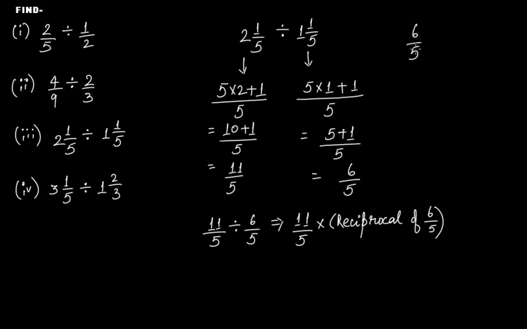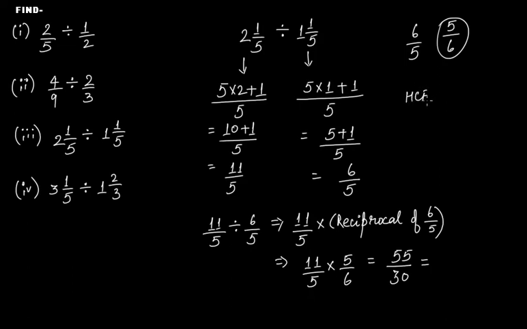So we have 6/5. If you have to write the reciprocal of 6/5, what's the denominator? That is 5. Make it the numerator. What's the numerator? It is 6. Make it the denominator. So 5/6 is the reciprocal of 6/5. This will be 11/5 multiplied by 5/6. This will be 55/30. Now, if you have to further simplify it, what will be the highest common factor of 55 and 30? The highest common factor of 55 and 30 will be 5.